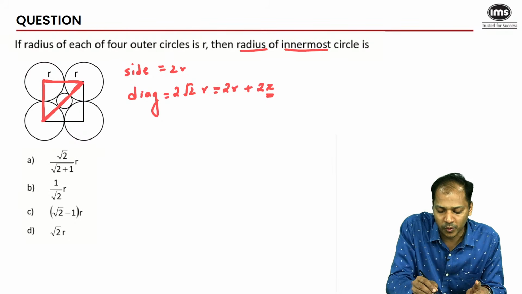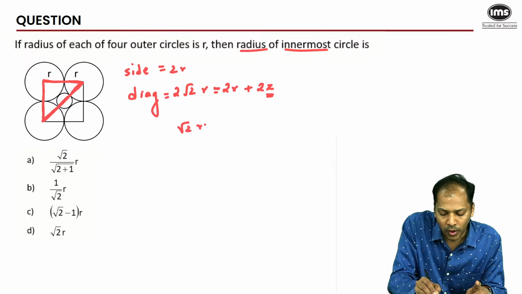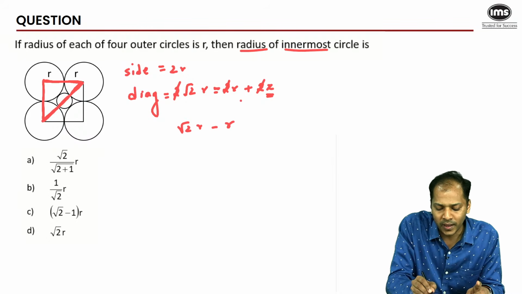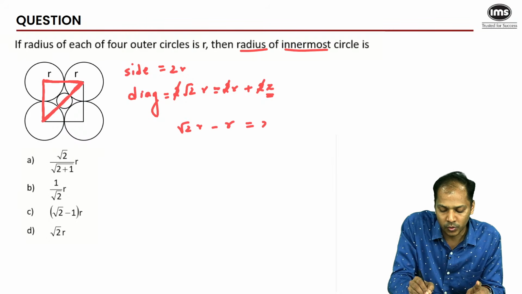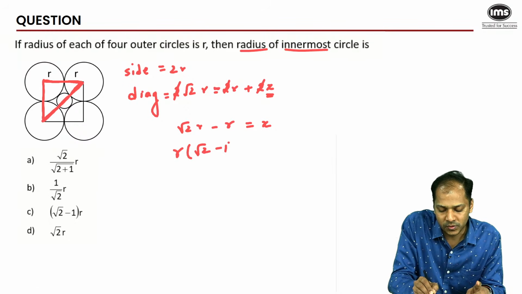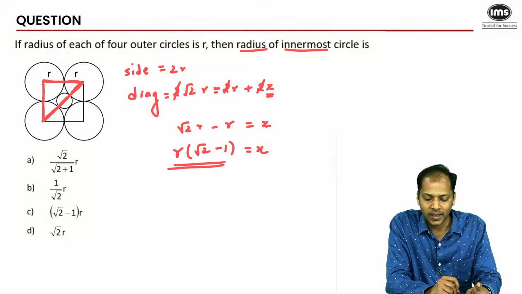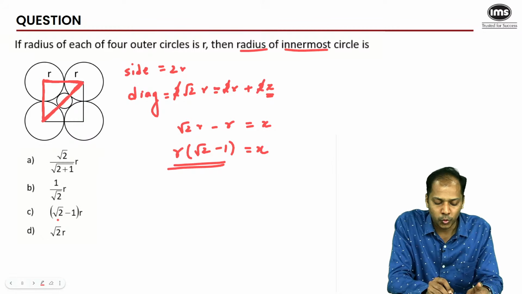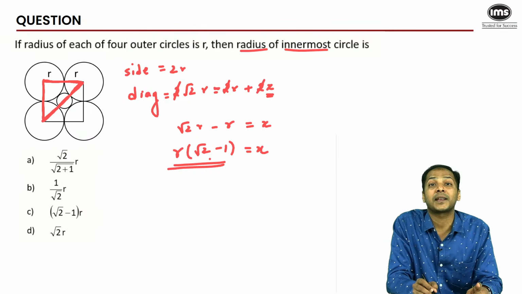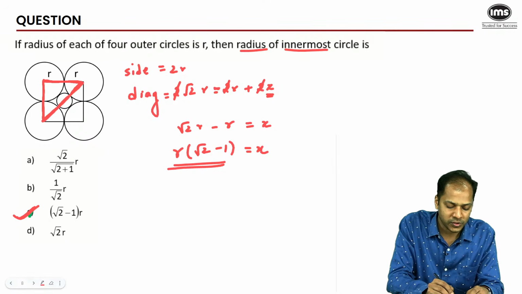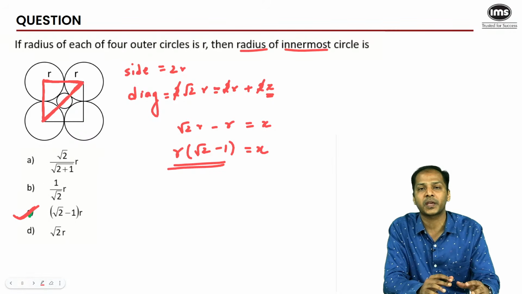The 2 cancels out from all the 3 terms: root 2r minus r is equal to x. So r comes out common, root 2 minus 1 is equal to x, and that should be our answer. So the answer to this question should be root 2 minus 1 times r, that is nothing but option C, right? So try solving it with minimal steps and minimal working.